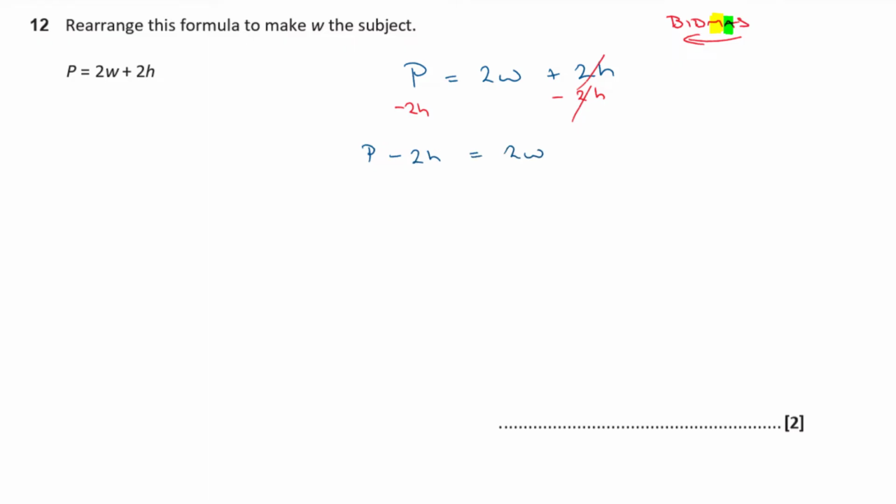Okay, and now I've got 2w by itself, but I want w by itself. So I'm going to divide both sides by 2. That side is going to cancel with that one there, leaving me with w on the right. And I'm going to get p minus 2h over 2 on the left. Okay, that's kind of the answer. I'm just going to spin it around and write w at the front. So w is equal to p minus 2h over 2. That's my final rearranged answer.